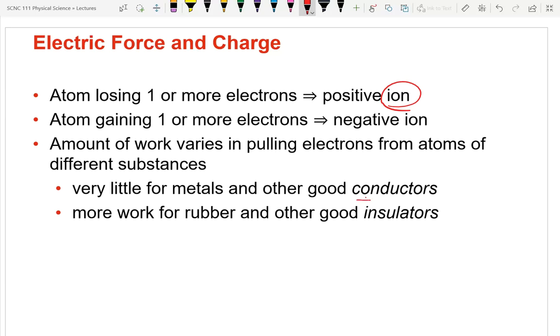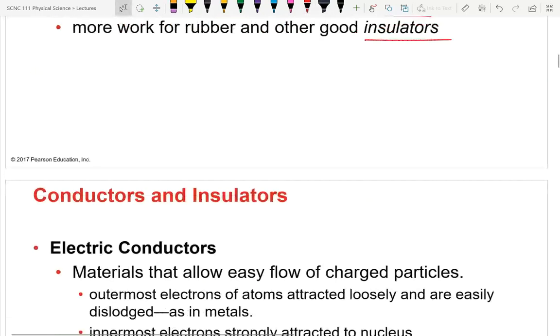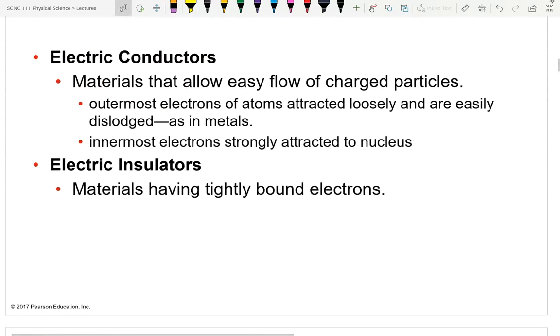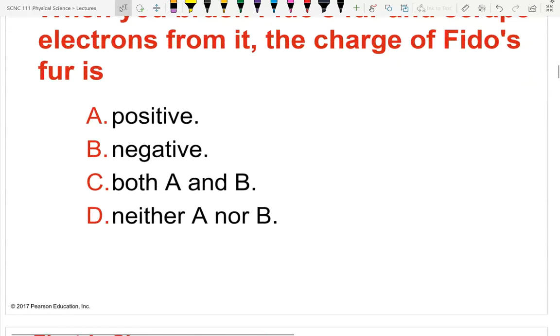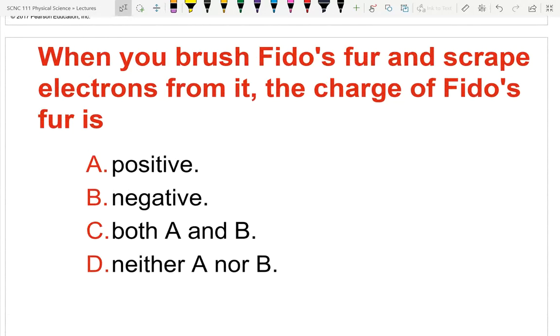So once again, with conductors and insulators, you can move electrons about, pull them off very easily with a conductor, not so easily with an insulator. And so I've already talked about these enough. Let's get to our first question. When you brush Fido's fur and scrape electrons from it, so you remove electrons from Fido's fur, what is the charge on Fido's fur after you're done? Fido is, of course, your pet dog.